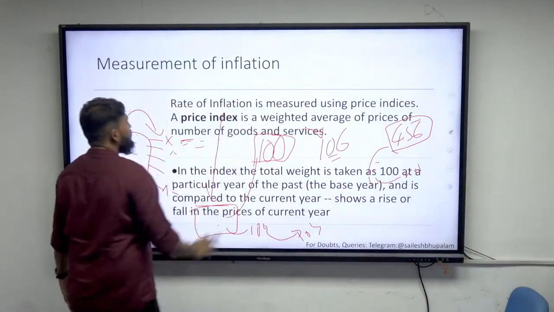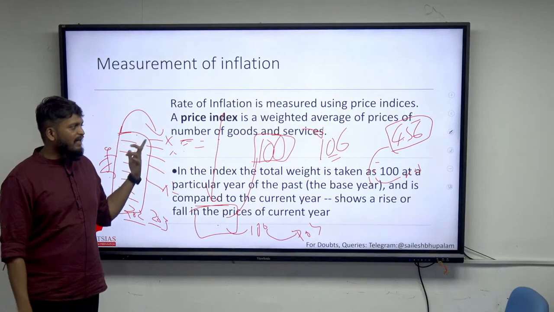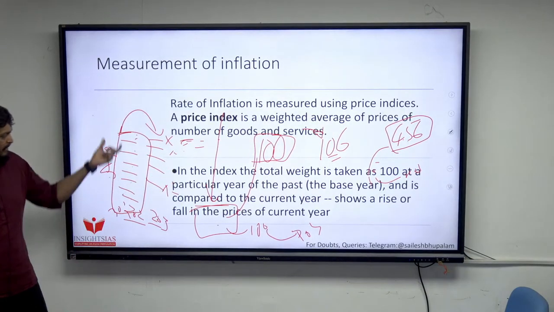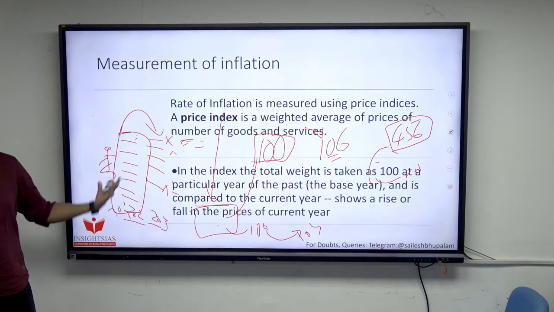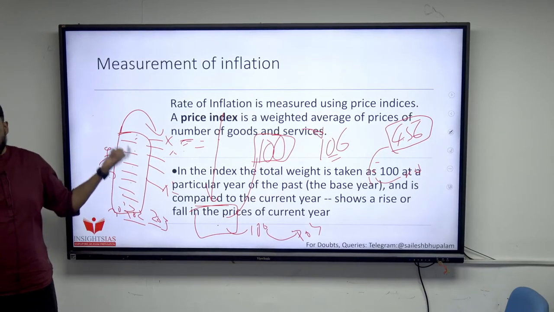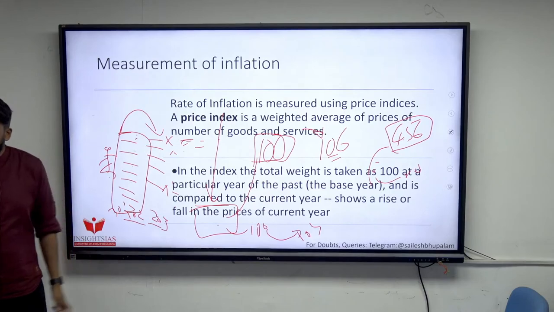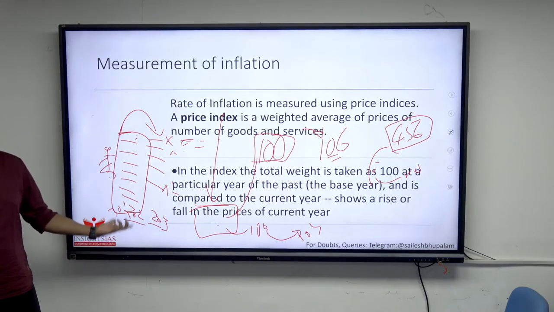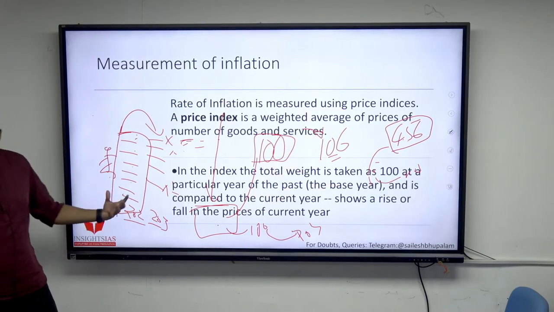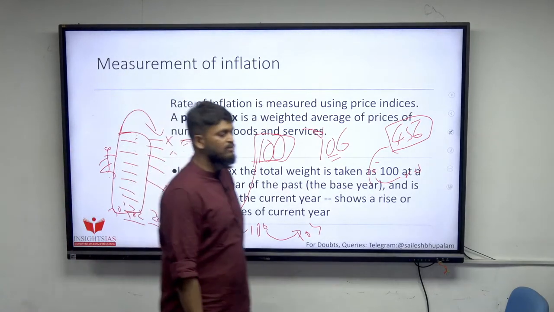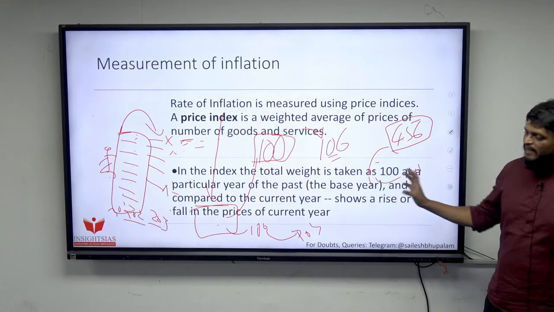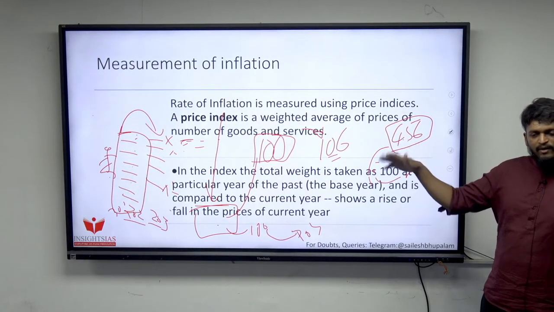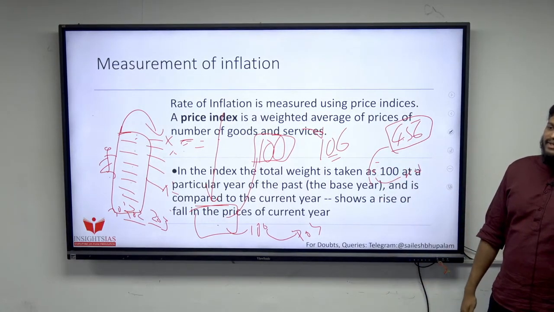The rate of inflation is measured using price indices. A price index is a weighted average of prices of a number of goods and services. We are not considering just the average of goods prices. Weighted means we are giving weights, and then we are considering the average. Everybody knows, add up everything and divide by the number of items, 400 or something, that is the average. So this is the weighted average. Then we get a number, and that number is converted to 100 in the base year. From then on, we see how much increase has happened from the base year.